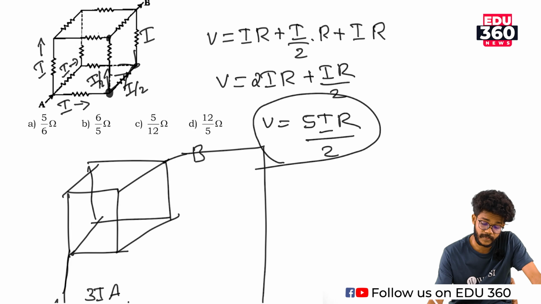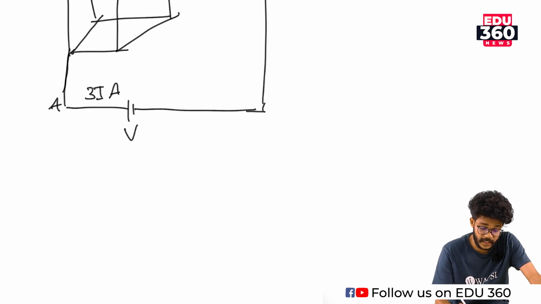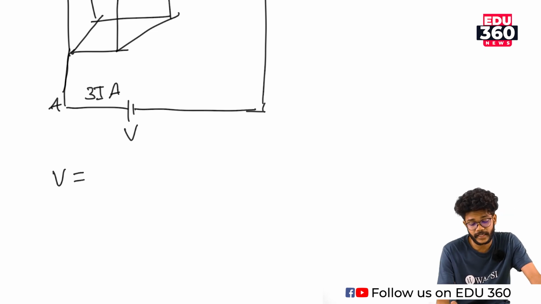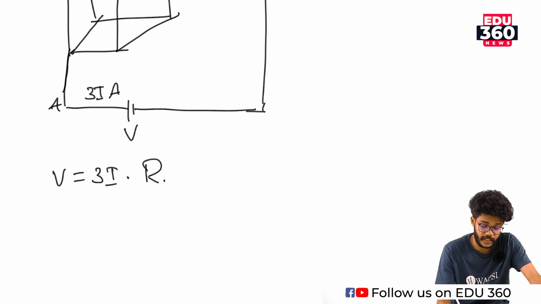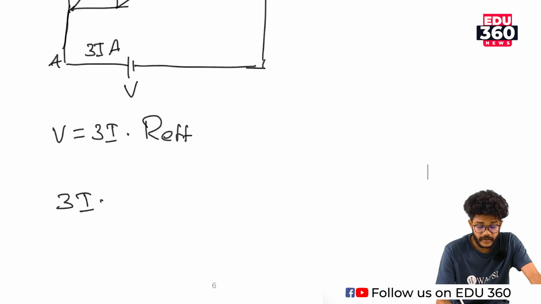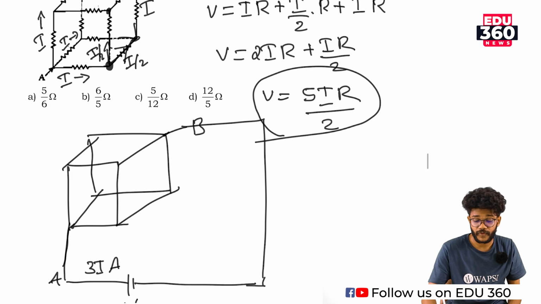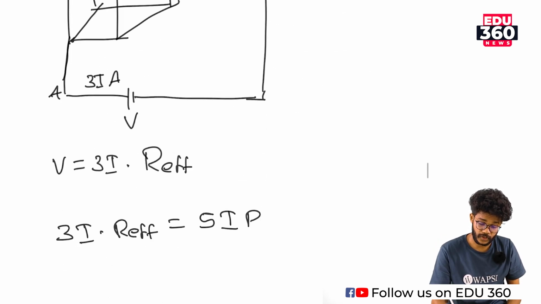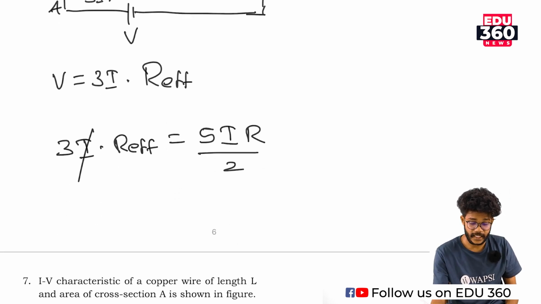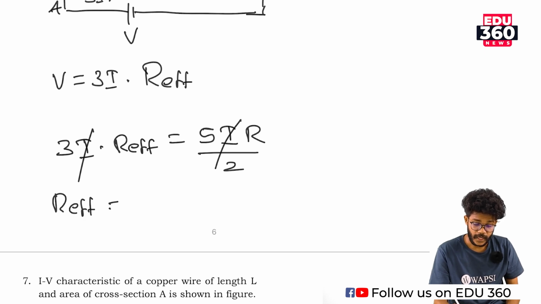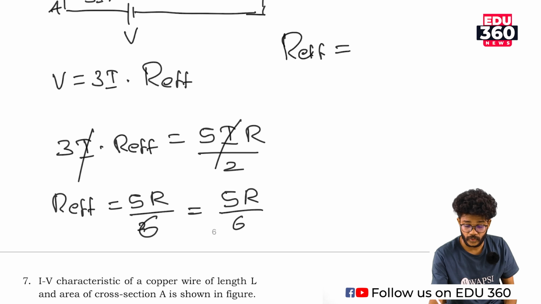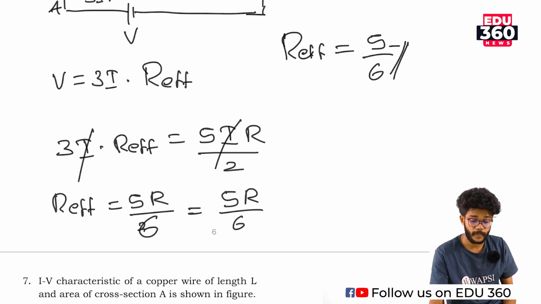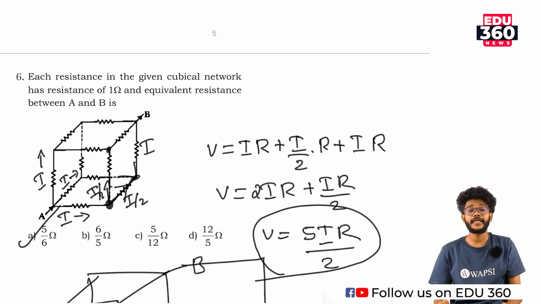Okay, V is equal to 5IR by 2, and I can say that the effective voltage V is equal to I times R effective, but what is the current here? 3I. The current here is 3I, and the effective resistance is R effective. So 3I times R effective should equal 5IR by 2. I can cancel these I's, and R effective is equal to 5R by 2 into 3, which is 6. So 5R by 6, and we know that R is 1 ohm. So R effective is equal to 5 by 6 ohm. So 5 by 6 ohm, option A, is the correct answer.